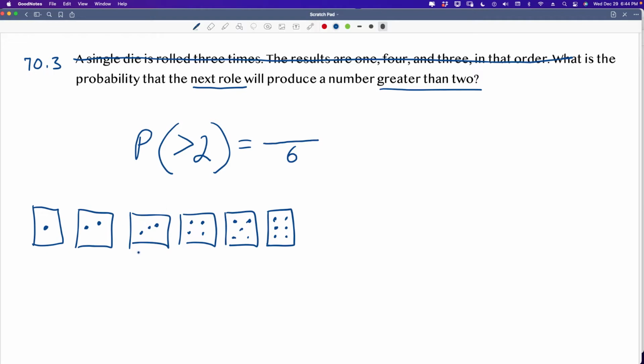So greater than 2, we have 1, 2, 3, 4 possible outcomes that could be greater than 2. So we have 4 out of 6. Those are both even, so we can reduce that to 2 out of 3. And that is our probability that we'll roll something greater than 2. 2 out of 3. And that is the answer to 70.3. All right, so write that down. Pause, write it down. I'm going to clear the page.